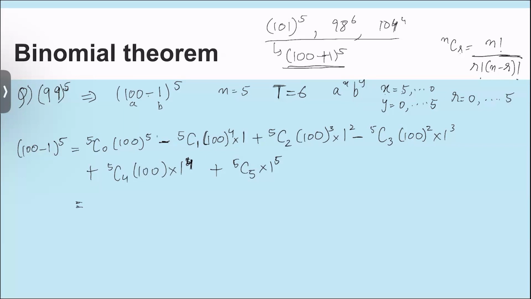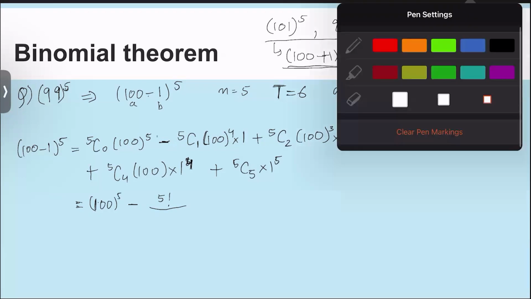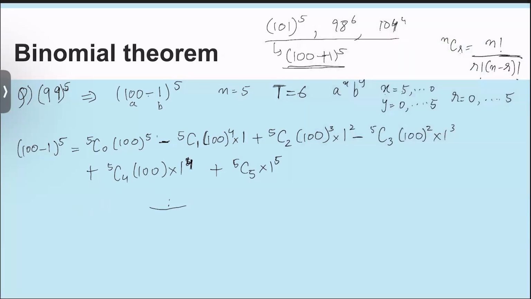Now 5C0 is going to be 1. So this is going to be just 100 raised to 5. Then minus 5C1. Okay, so if you write it with factorials, or maybe we'll just calculate the coefficients first, so then we can easily write the coefficient. 5C0 will become just 1.